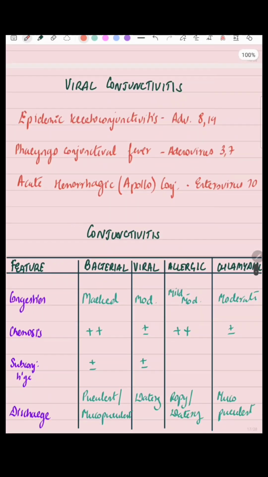Next, coming to viral conjunctivitis. Epidemic keratoconjunctivitis is caused by adenovirus 8 and 19. Pharyngoconjunctival fever is caused by adenovirus 3 and 7. And acute hemorrhagic conjunctivitis is caused by enterovirus 70. This you should remember: epidemic 8 and 19 adenovirus, pharyngoconjunctival fever 3 and 7, and acute hemorrhagic conjunctivitis caused by enterovirus 70.